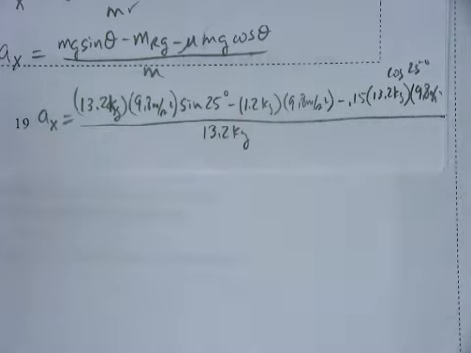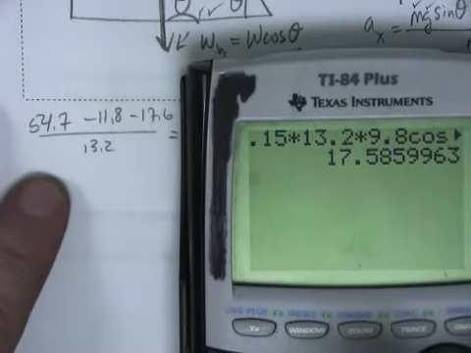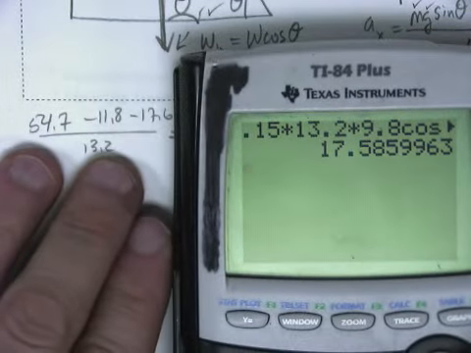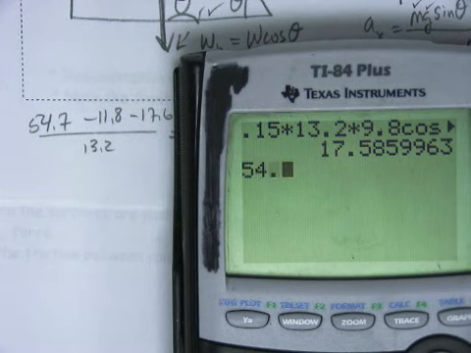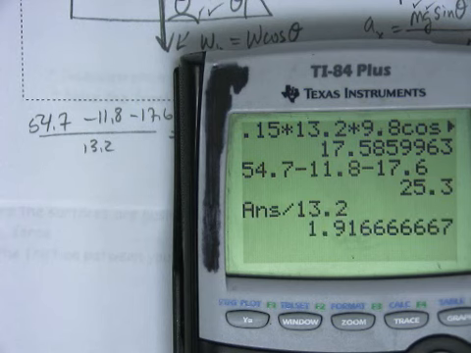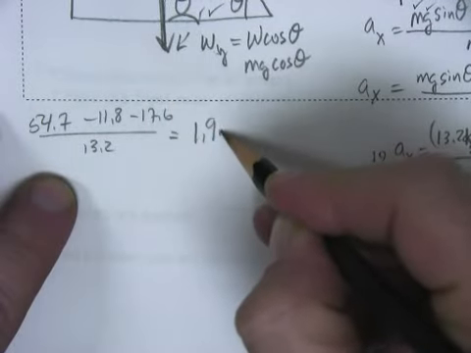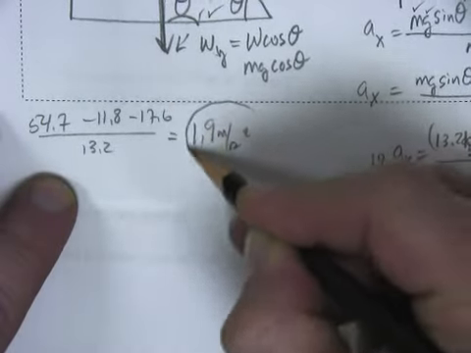I wrote these down on the side over here. So there they are, and we'll plug them in and see what we get. I'm going to do 54.7 minus 11.8 minus 17.6, divided by 13.2, and I get 1.9 meters per second squared. And there it is.